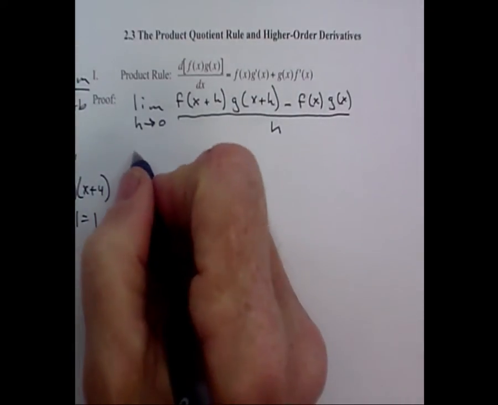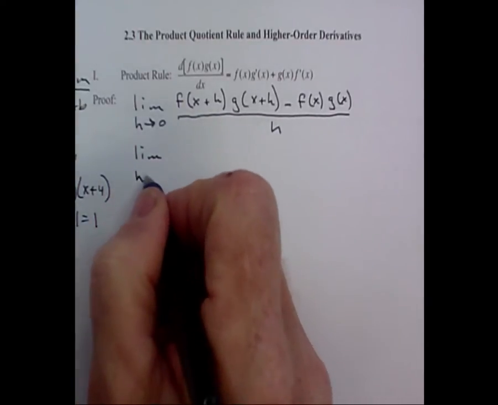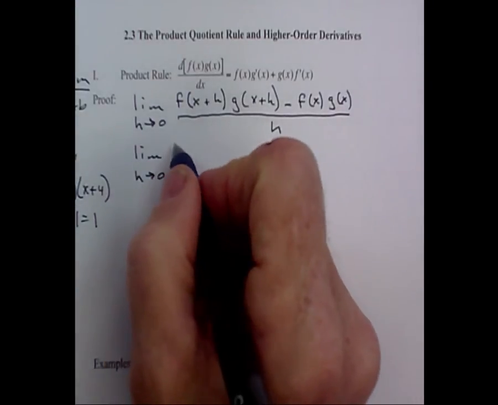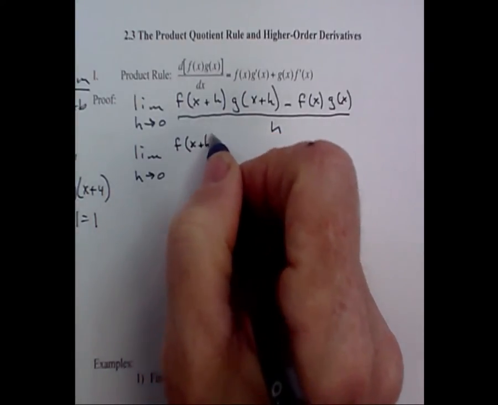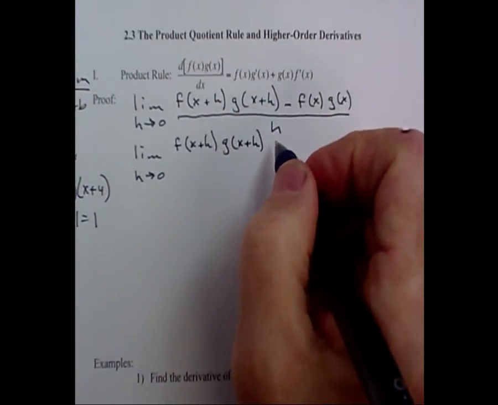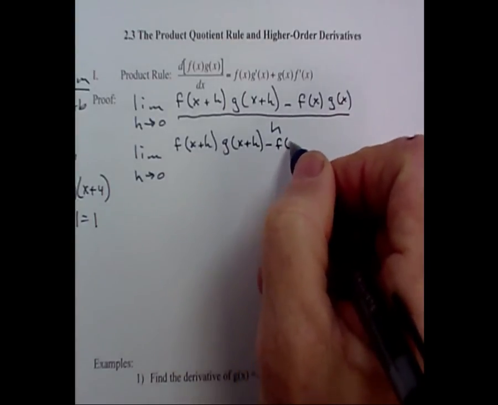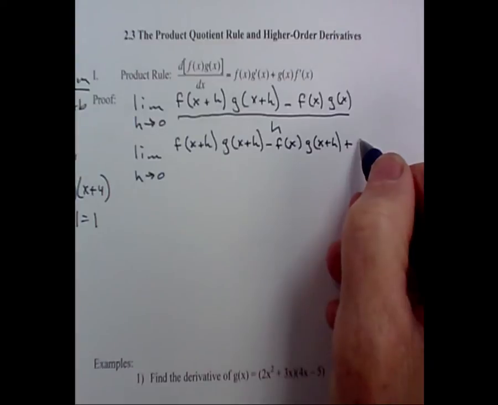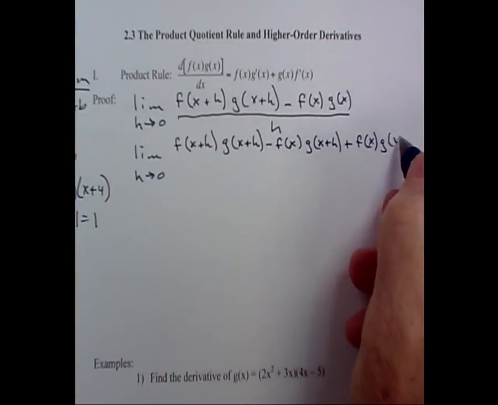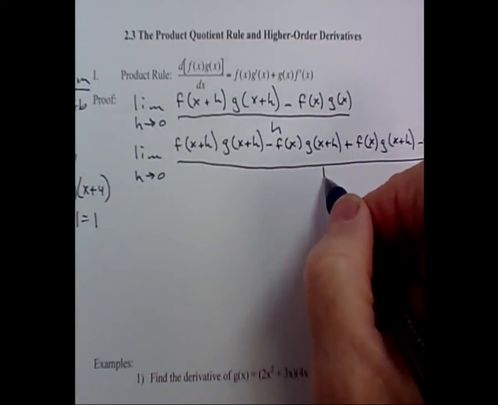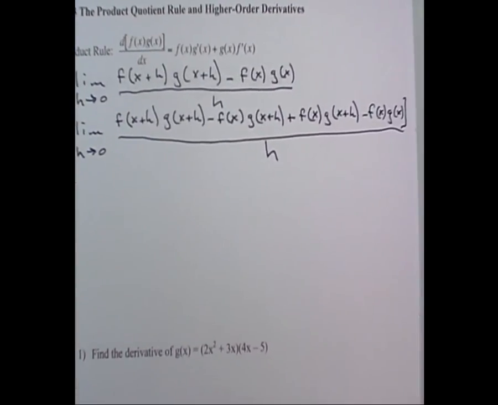So we do a little algebra trick. We're going to add 0, because when you add 0, it does nothing. And so this is what 0 is going to look like. I'm going to put in f of x plus h g of x plus h. That's what I already have there. And I'm going to subtract f of x times g of x plus h. And I'm going to add it right in here, all over h. So I'm going to highlight it. I'm going to slide it over so you can see it a little bit better.